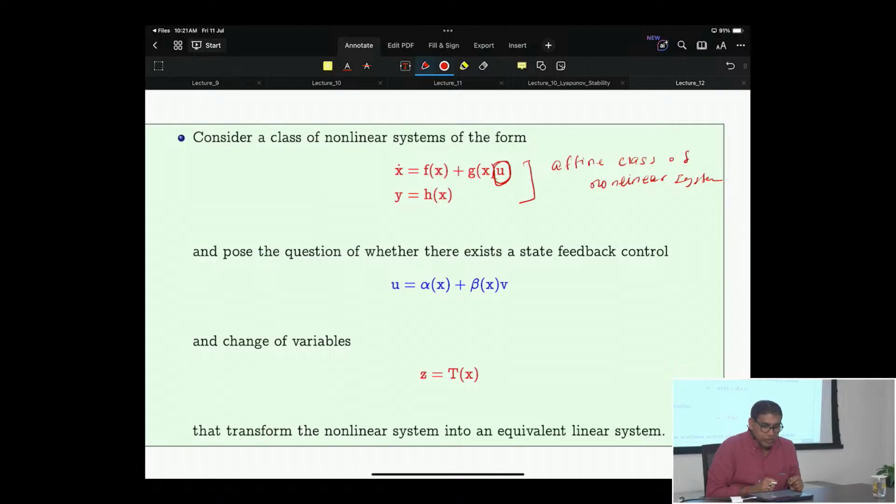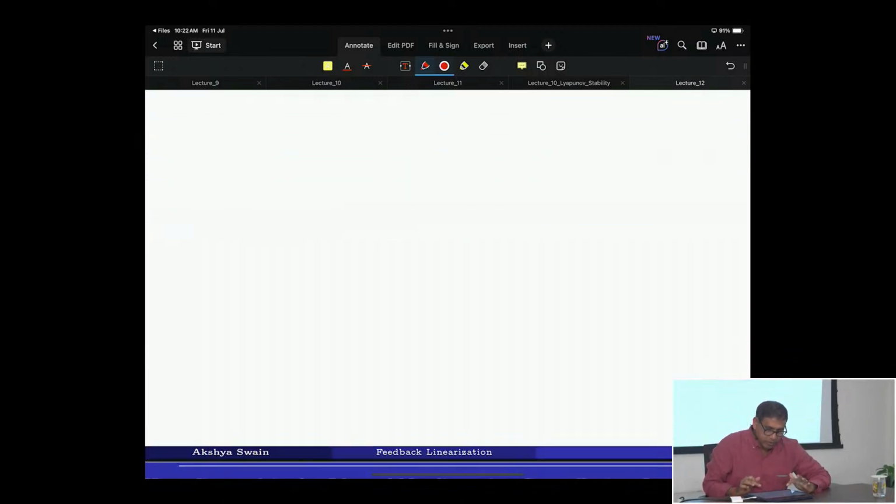And pose the question whether there exists a state feedback controller alpha(x) plus beta(x) v which will make this system linear. I have a nonlinear system, x dot equal to f(x) plus g(x) u, y equal to h(x), and I have a controller u equal to alpha(x) plus beta(x) v. Is it possible to transform the system into a linear system, right? Now, I'll come to this point. Change of variables will come later on, just a minute.